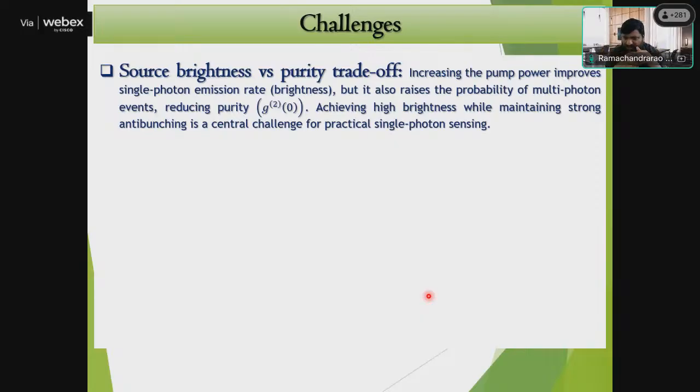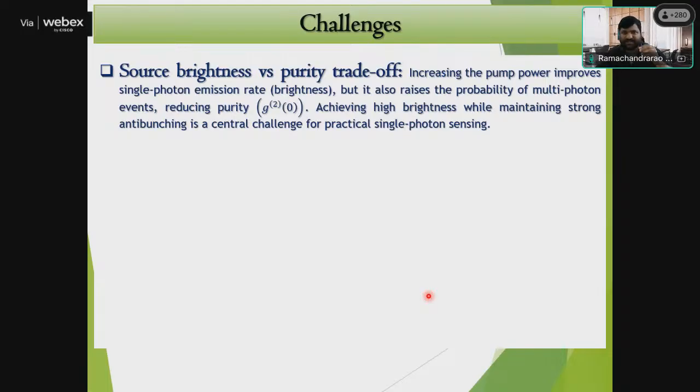Suppose you want to make more brightness, you want to see more single photons. In that process, if you give too much input, you are going to lose the purity of the single photon. Instead of a single photon, you are going to have multi-photon, which is very different from a single photon.